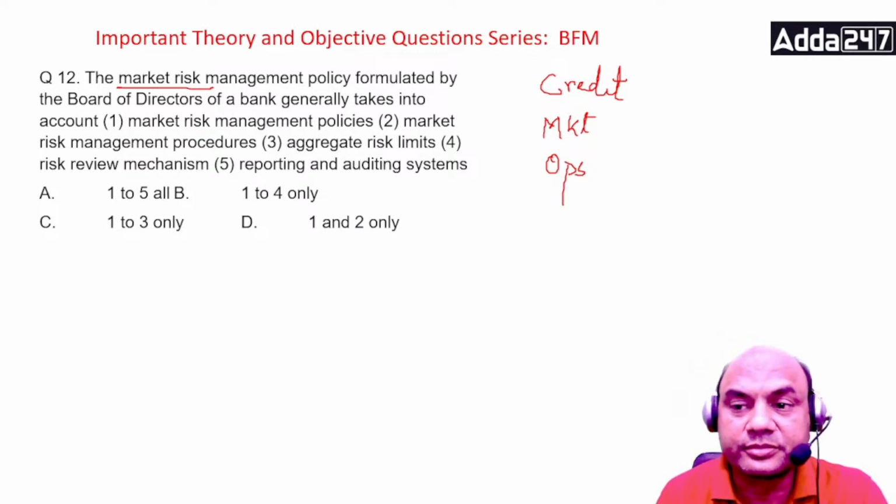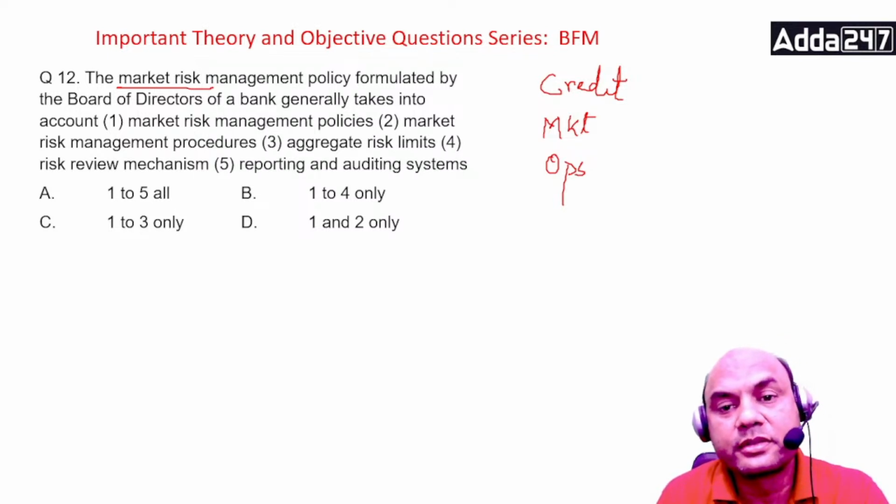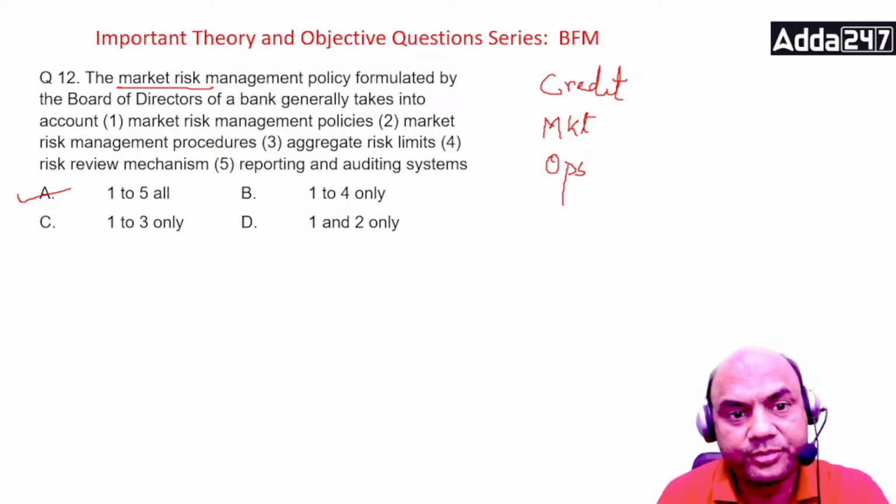What is the answer? Now many of you have got afraid that 1 to 5 may not be there, right? So the answer over here is A, 1 to 5 all. Okay, here the answer is all.